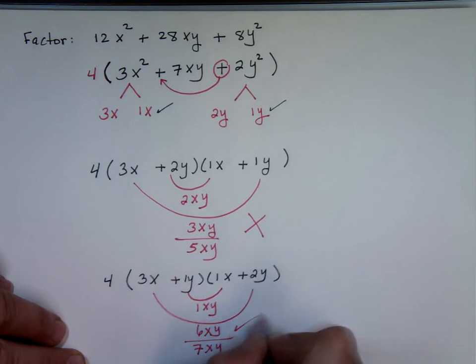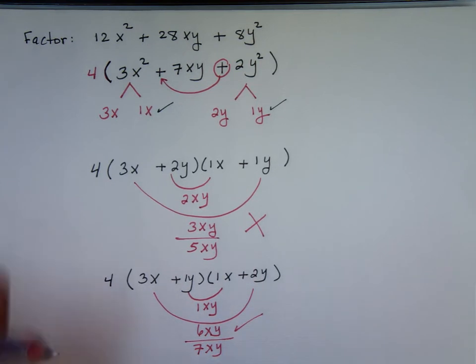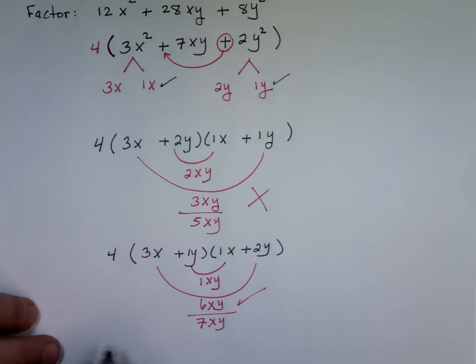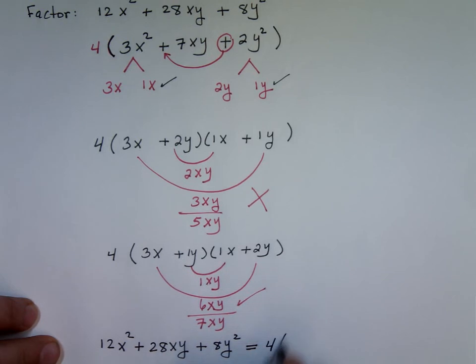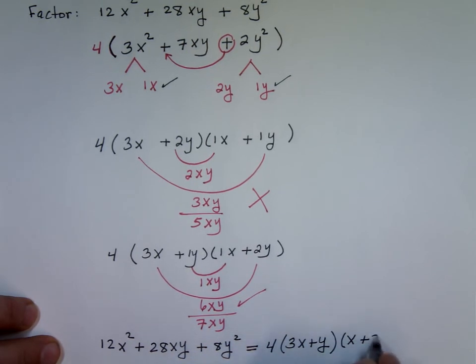Got it. So now when you write the answer, if you factor 12x squared plus 28xy plus 8y squared, your answer should be 4 times 3x plus y, we don't put the 1, times x plus 2y. Again, don't put the 1 for the x. And hopefully, this wasn't bad.